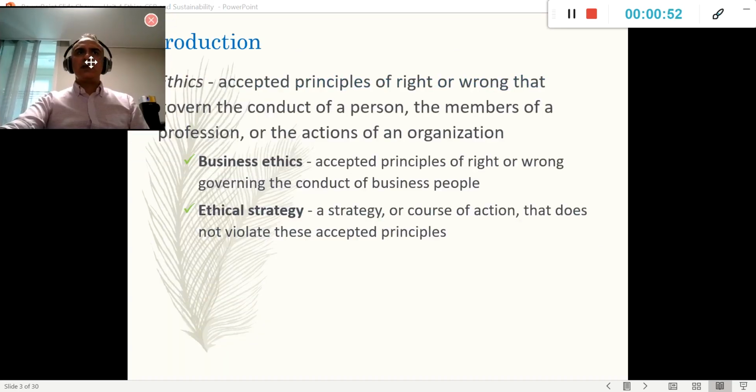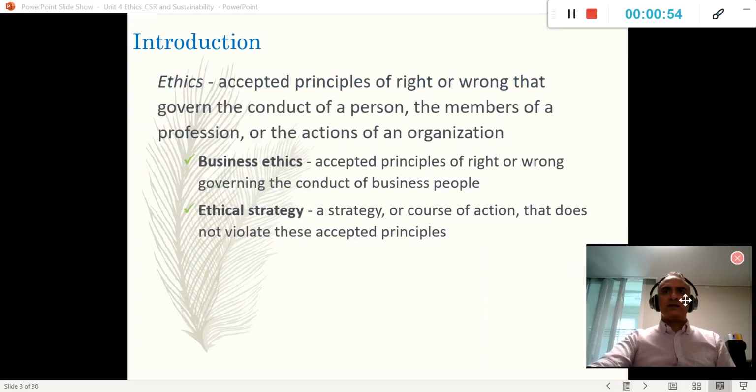In this case, we're going to be talking about what is business ethics. When we talk about ethics, we talk about those principles accepted, whether something is right or wrong, the way that you conduct yourself, the way you do business, the way you do things. And then, of course, we have business ethics, which is how we conduct business in the right way.